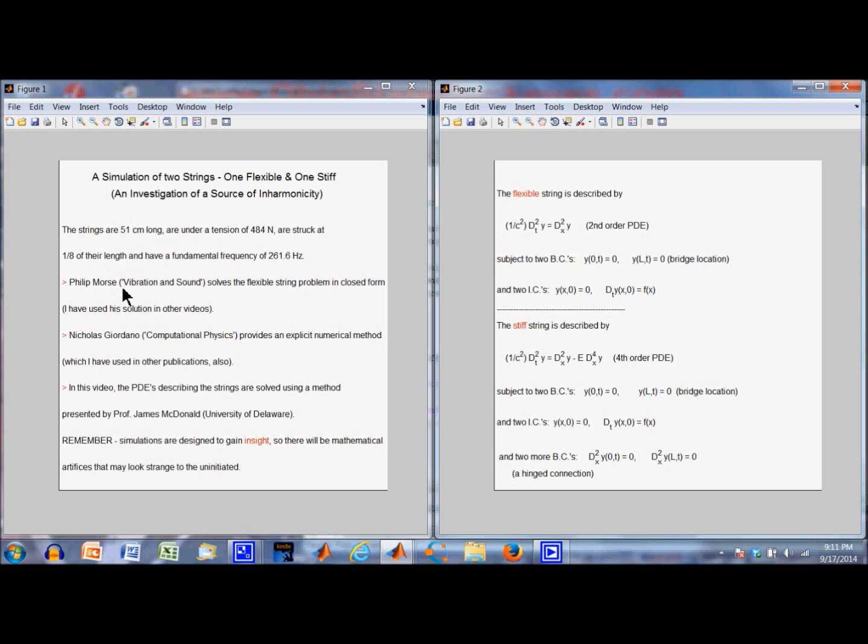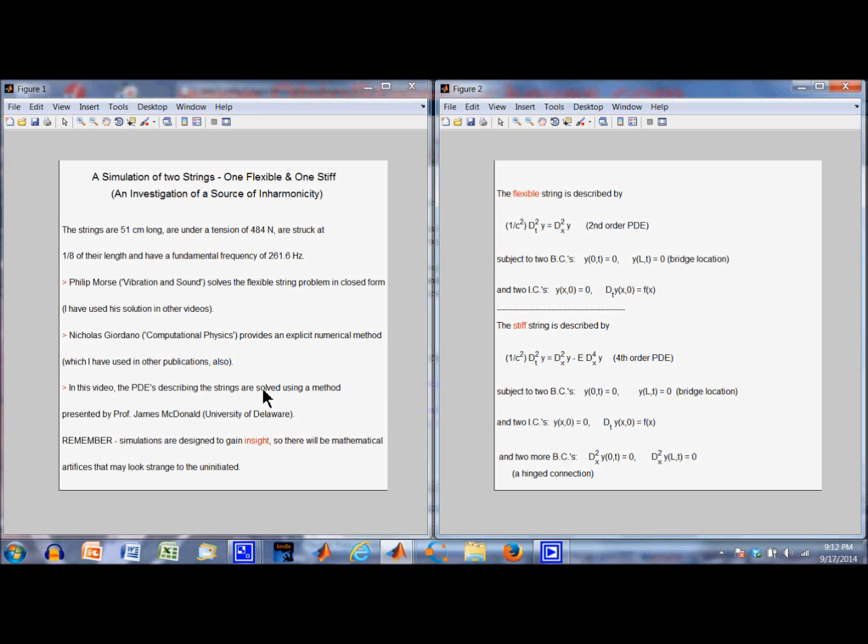This problem has been solved in a variety of places by a variety of methods. Philip Morris provides an analytical solution in his book, Vibration and Sound, for the flexible string, which I've used. Nicholas Giordano provides an explicit numerical method for solving the problem. Again, I've used that one elsewhere. However, in this video, I'm going to use a method by James McDonald from the University of Delaware.